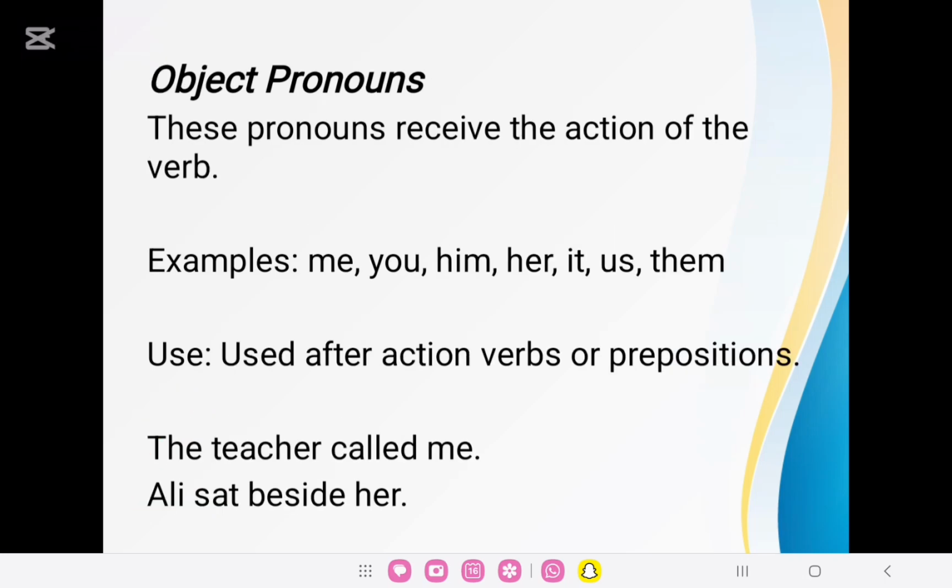Next we have object pronouns. Object pronouns are pronouns that receive the action of the verb. That means they come at the end of a sentence.